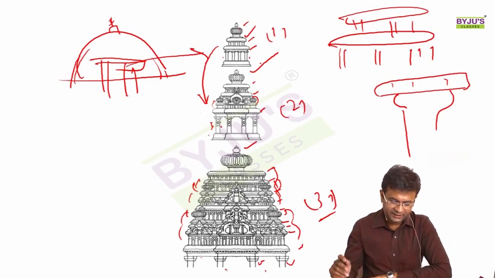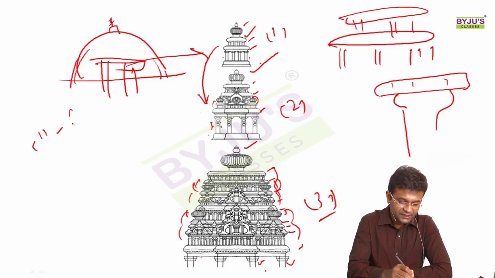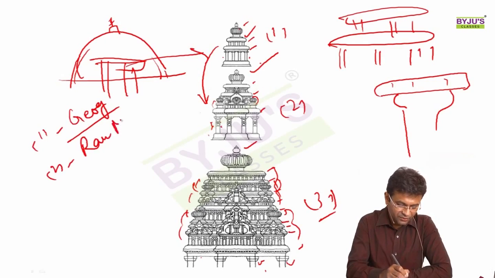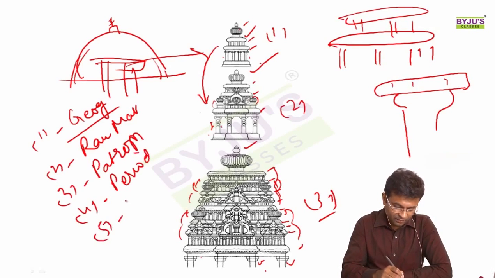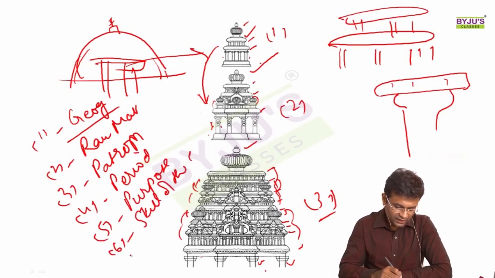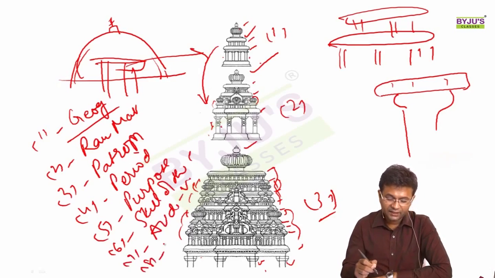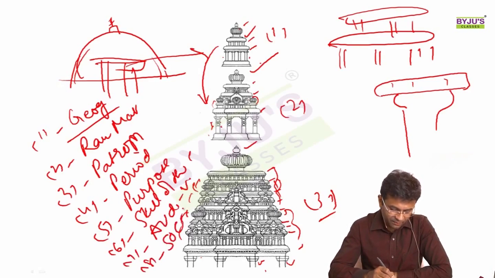So when you're discussing these art forms, just keep these things in mind so that your answer becomes more and more prominent and clear. For example, first you need to discuss the geographical background of these temples. Second, the raw materials which were being used. Third, the patronizing power, the king. Fourth, the period. Fifth, the purpose, the intention. Sixth, the skill of the craftsman. Seventh, the audience or the viewership. And eighth, what was the socio-economic implication of these things.